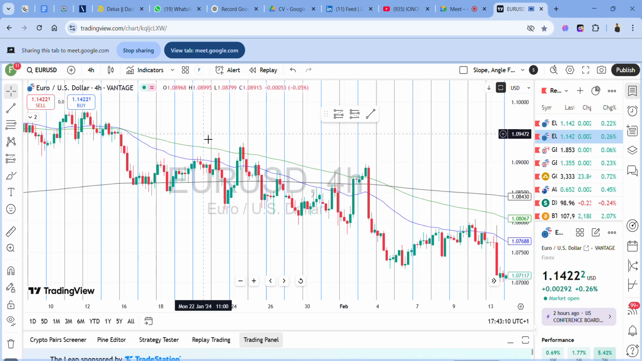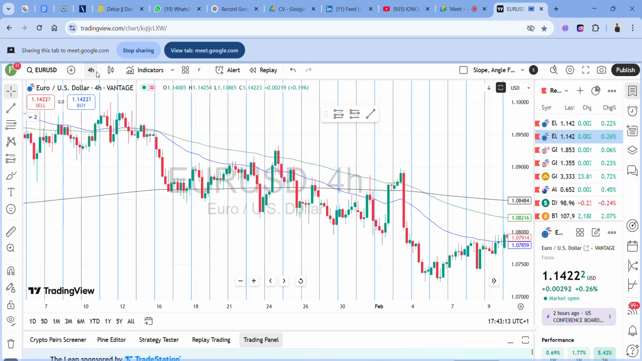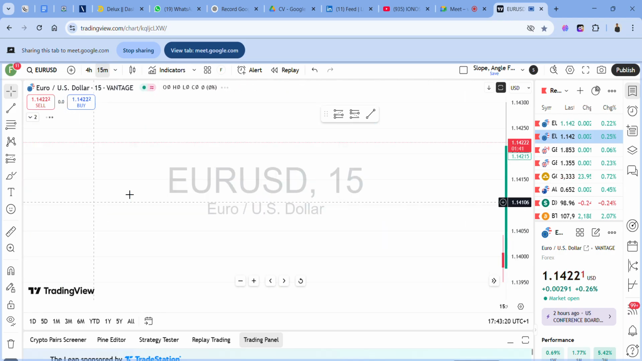Now, let's just do that for trade's sake. Let's do things right now. Remember, we're currently at January 2024. Let's go down to the 15 minutes time frame, January 2024.